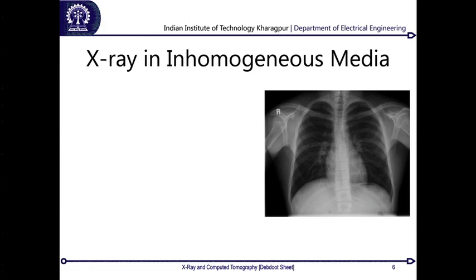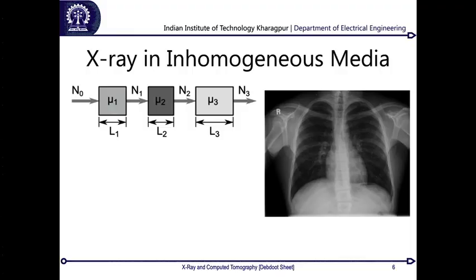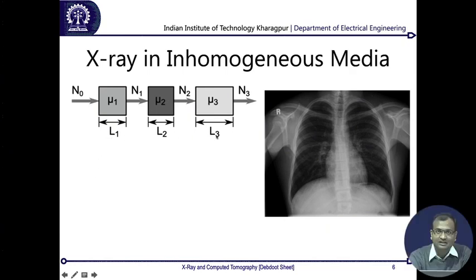Now, from there we enter into something very interesting. I have been speaking about homogeneous media till now. Say it is passing through heterogeneous media, then how will you do it? Let us take this particular equation. Here there are 3 different blocks with 3 different attenuation coefficients, mu1, mu2 and mu3, and 3 different lengths, L1, L2 and L3. Your total attenuated X-ray, N3, which comes out here, is guided by this equation. This is for my linear understanding.